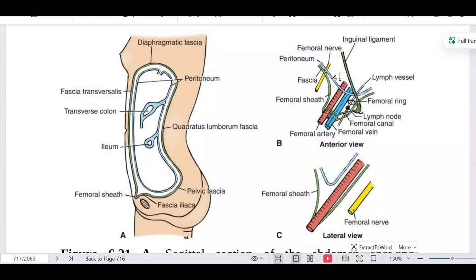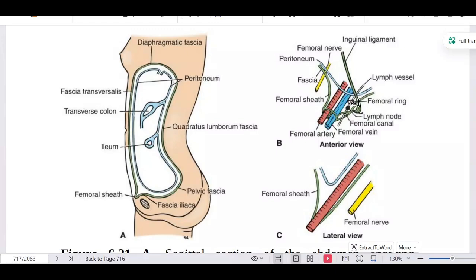Because the femoral nerve lies outside the fascial envelope, that's why you can say it has no sheath. Also, the area from where the femoral lymph vessel or lymph node is passing is actually forming a ring that is called the femoral ring.